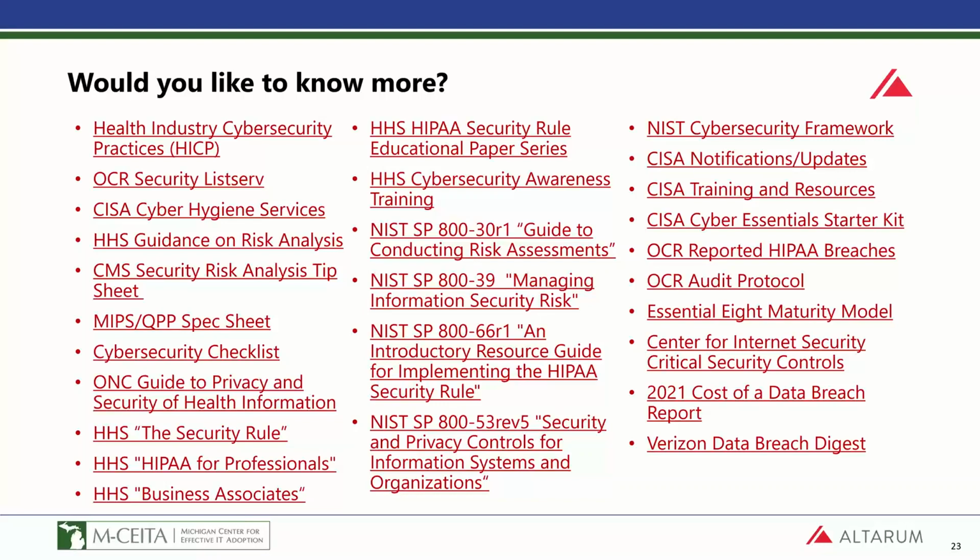And the right-hand column contains other important resources you can use, such as the NIST Cybersecurity Framework. You can sign up for notifications from CISA. You can look at who has been breached on the OCR reported data breaches website and their audit protocol. You can look at the Australian government's Essential 8 maturity model.